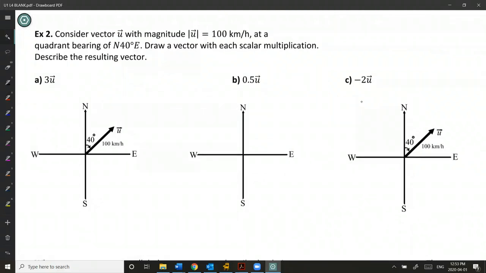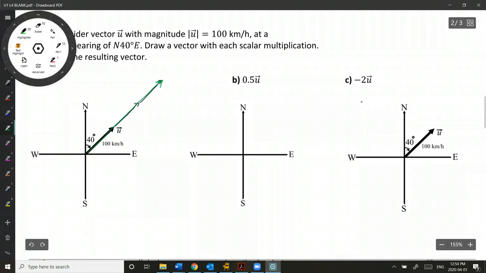Okay, so we have a vector u, which is shown in two of our diagrams below. The magnitude of vector u is 100 kilometers per hour, and its bearing is north 40 degrees east. We're going to draw a vector with each scalar multiplication, and also describe the resulting vector. So for 3 times vector u, I want 3 lengths of vector u in the same direction, and the resulting vector is basically going to be the single vector that extends through that length.